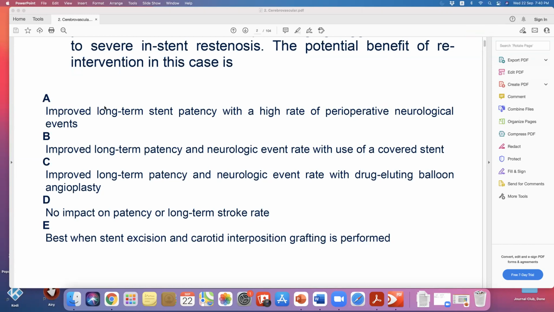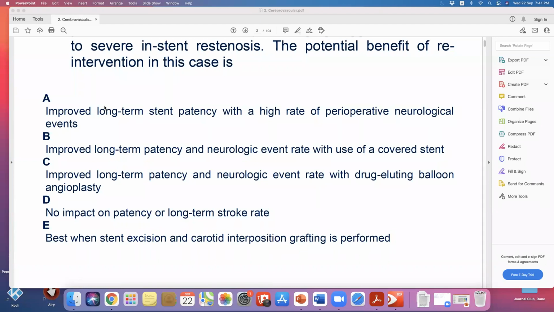The third one now. Improved long-term patency and neurological event rate with drug-eluting balloon angioplasty. We do not use drug-eluting balloon also in carotid. Carotid, yeah. Who knows what the effect of flushing all this material to the brain would be. So we do not, so this is completely wrong also. Sure. No impact on patency or long-term stroke rate.